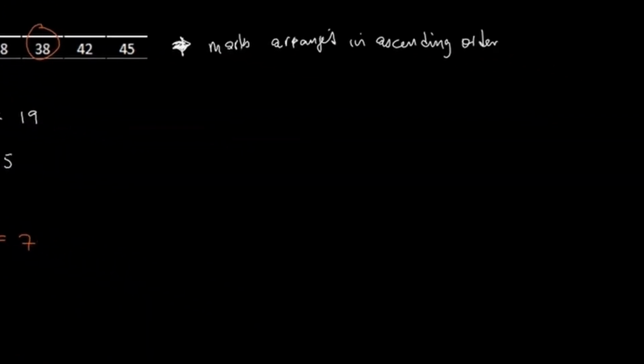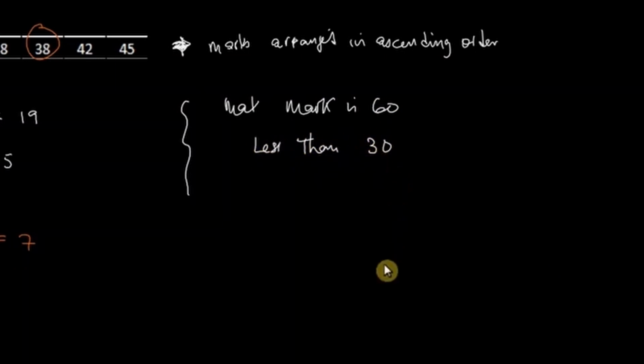Part 4, well, we are told that the maximum mark is 60. So let's write: maximum mark is 60. So what is the probability that a student chosen at random will score less than half the maximum mark on the test? So if the maximum mark is 60, less than half would mean less than 30. So what is the probability that a student will score less than 30 marks?